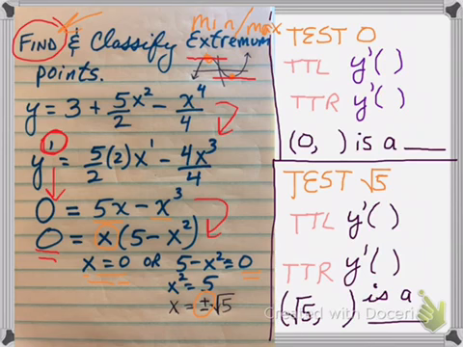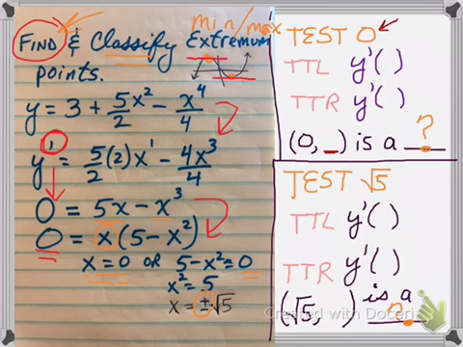That's just finding them. Now I need to classify, which means I need to determine, is this point a maximum or a minimum? Is this point down here a maximum or a minimum? So now I'm going to classify them. The way I classify them is with a first derivative test. There are three extrema points, so I have to do three different tests. In the upper right-hand corner, this is test number 1. I'm testing 0. So this point, 0 comma something, is a minimum or a max.